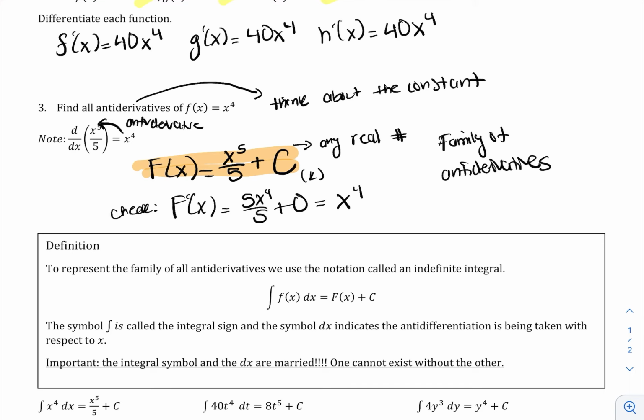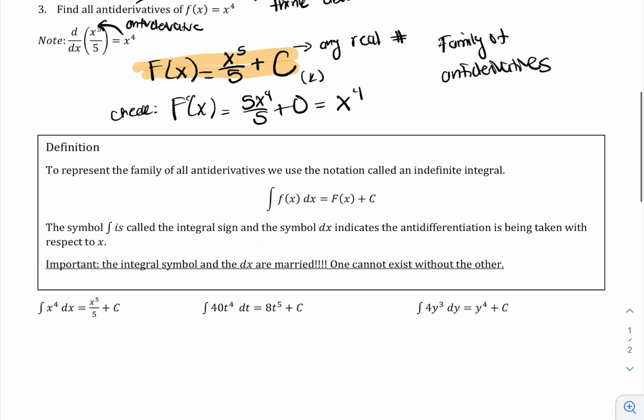The last thing we're going to see in this video is a notation for how we know that we want to find the antiderivative. So we use a symbol, a notation called an integral. Let's look at it together. To represent the family of all antiderivatives, so now you know it's the family because of the plus c at the end, we use a notation called an indefinite integral. The really important part here is the word integral. I will explain why it's indefinite.